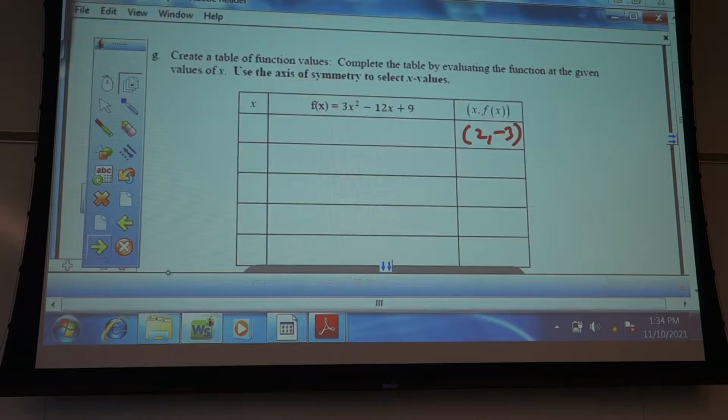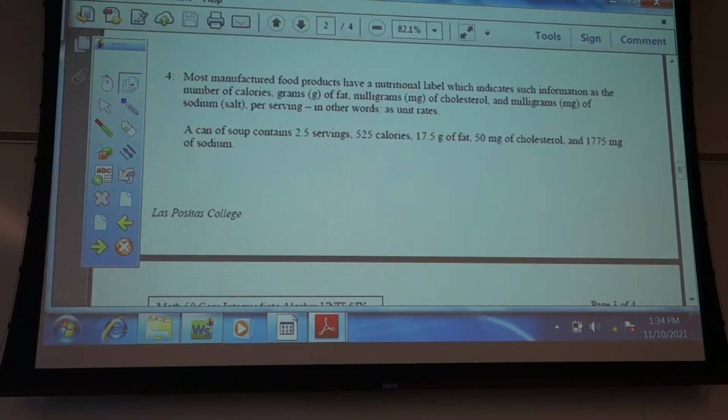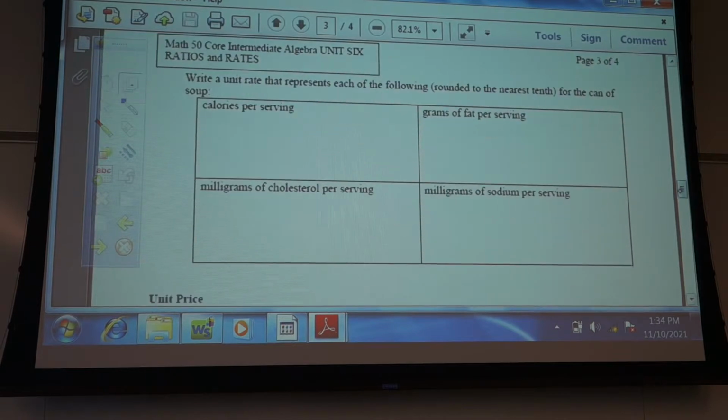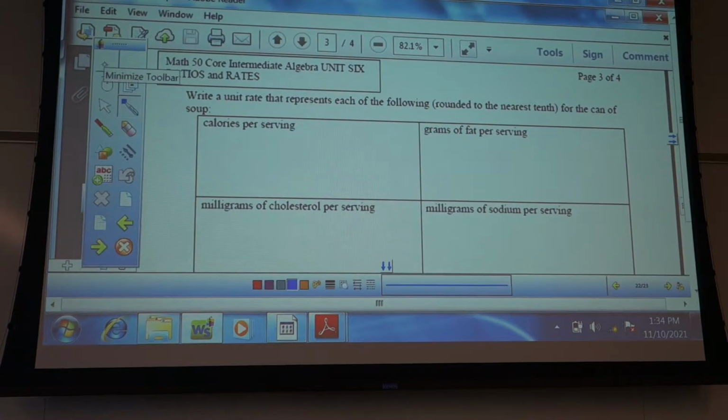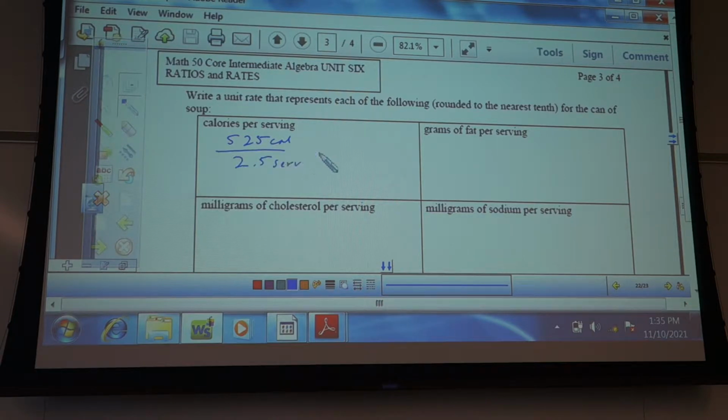Next one is a little bit more complicated. We've got to go from here to there. So the first one we have is calories per serving. 525 calories per 2.5 servings. So for 1 serving, if you divide them, 210 calories per serving.